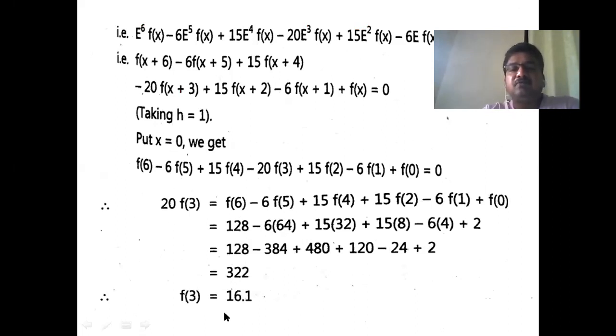We have f of 4. Here is a mistake: this is not 3, this is f of 4. So solve this example by substituting x is equal to 1 in this, and calculate the remaining calculation. We get f of 4.